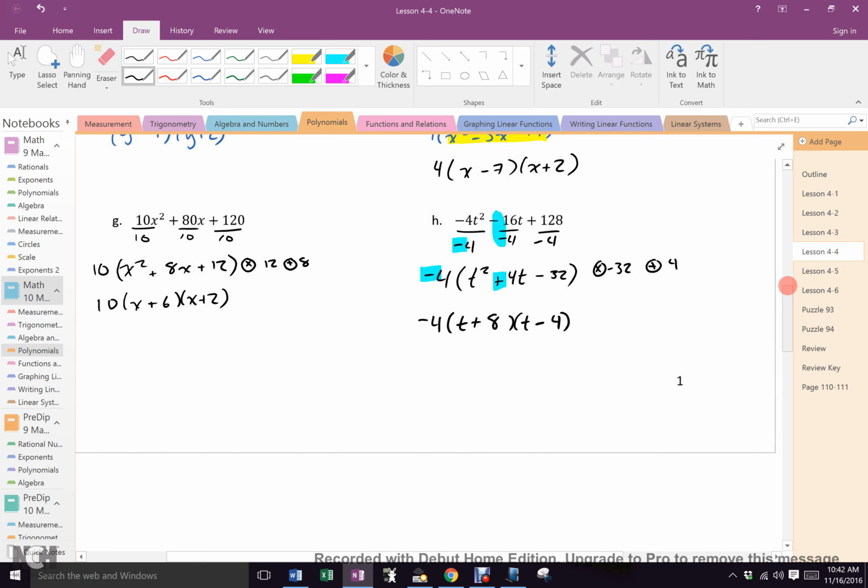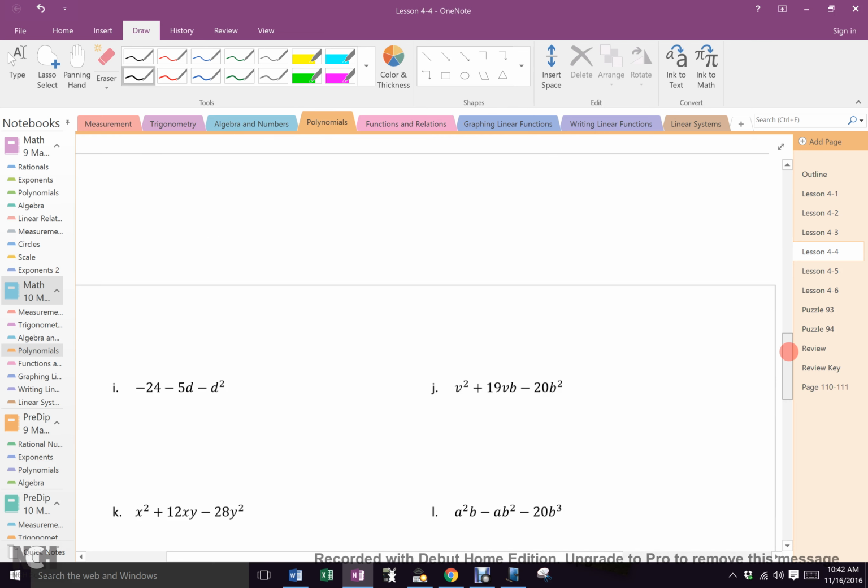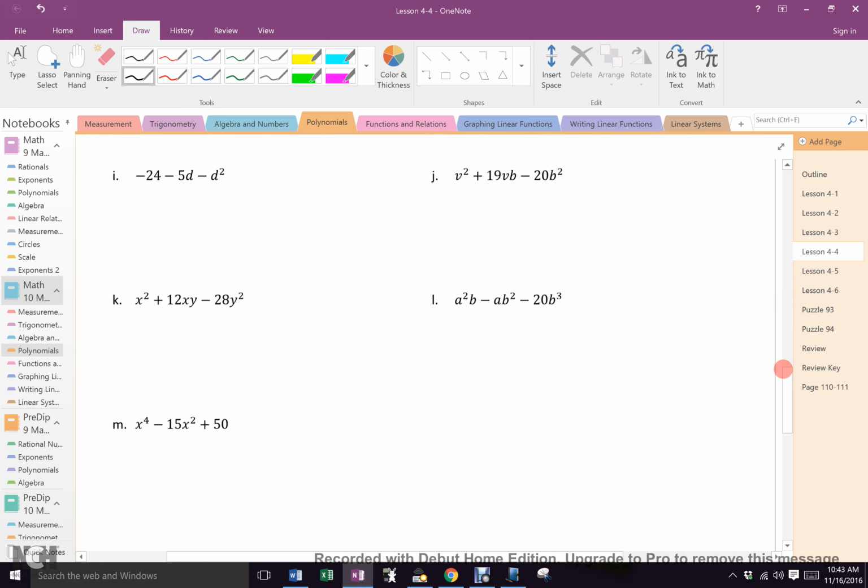Everyone good up to H? Okay, look at I and tell me what's different that you don't like. It's backwards. So, first thing I don't like in I, wrong order. That bothers me. What else don't I like? Look at the quadratic term. It's a negative. I don't like the negative quadratic. Those two things bother me, don't they?